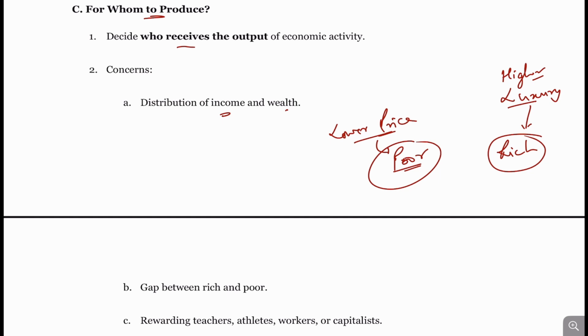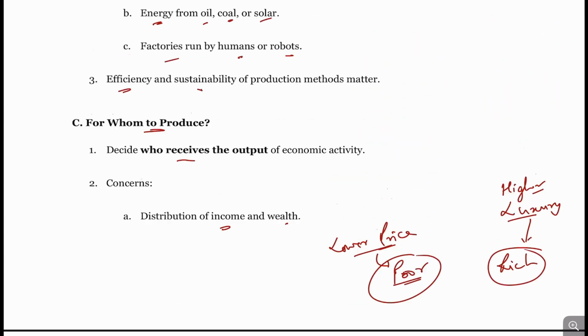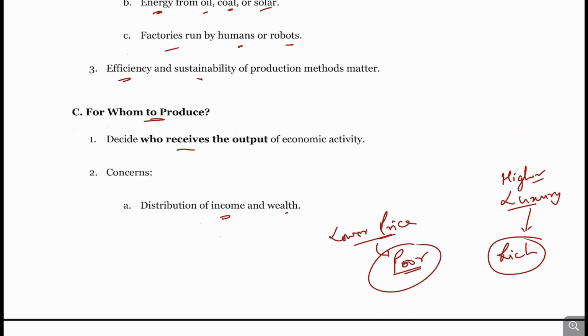So that is the target audience. Who is the target audience, right? There is a high gap between rich and poor, rewarding teachers, athletes, workers, or capitalists. There is an inherent choice to be made. Should we go with the welfare of athletes and teachers who are workers, who are working very hard, or should we reward capitalists by decreasing the taxes so that economic production can increase? Right? So these are some of the questions that need to be answered by every society or economy.